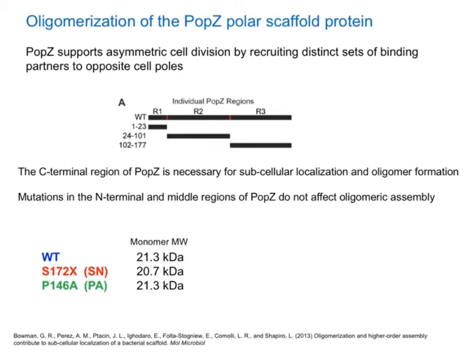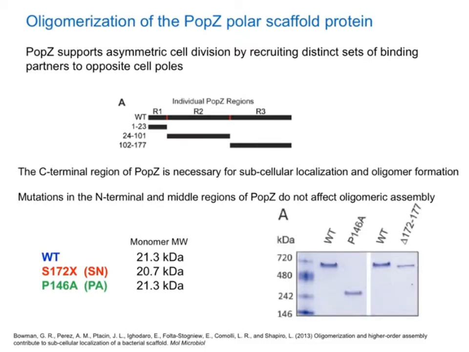PopZ protein is a 178 amino acid protein with a monomeric molar mass of around 21 kilodalton. In native gel, however, the protein runs with an apparent molecular weight of 600 kilodalton. The 2 mutants of interest were a C-terminal deletion mutant, marked as SN. This mutant was selected because it preferentially assembles into a slower migrating form similar to the wild-type protein. The second mutant, marked as PA, is a single point mutation, a proline to alanine substitution at position 146. In contrast to the SN mutant, the PA protein assembles exclusively into a fast migrating form with an apparent molecular weight of 240 kilodalton.